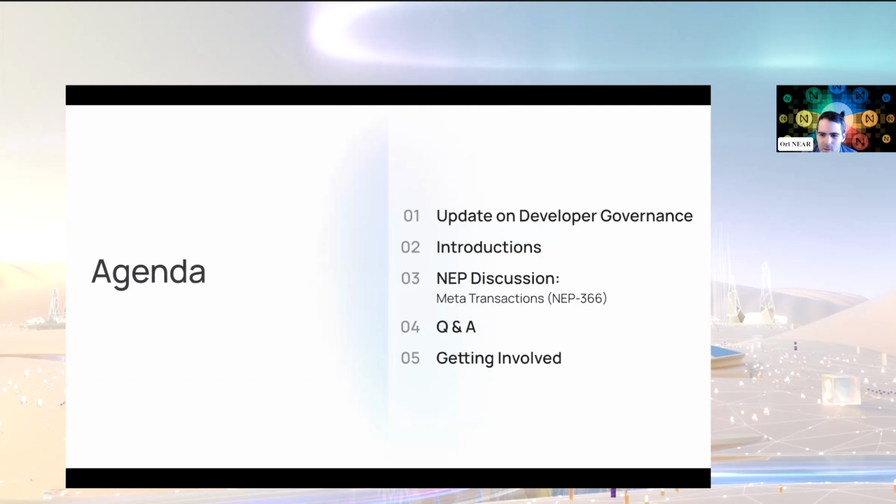So just to go over the agenda, first, I will give a quick overview on developer governance, which includes our NEP process and working groups. Next, we'll do some brief introductions as we have a few panelists joining us today. Then we'll get into the main discussion, which is NEP-366, meta transactions. And then we will open it up to Q&A. And lastly, we'll talk about next steps and how you can get involved in developer governance.